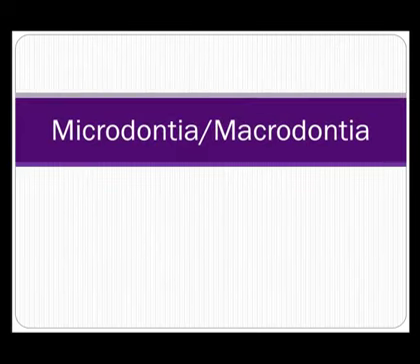Again, with our next anomaly, we can break down the roots of these words and find its meaning. So micro means small, dontia means teeth, so microdontia means small teeth. Likewise, macro means large, dontia means teeth, so macrodontia means big teeth.